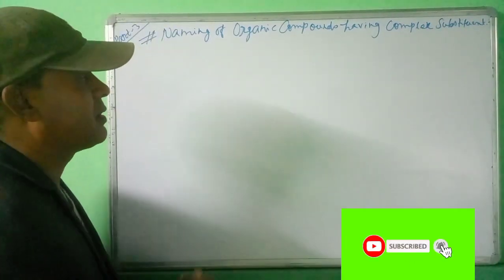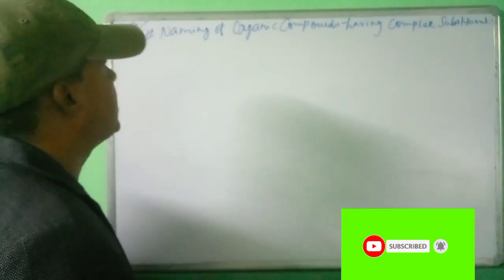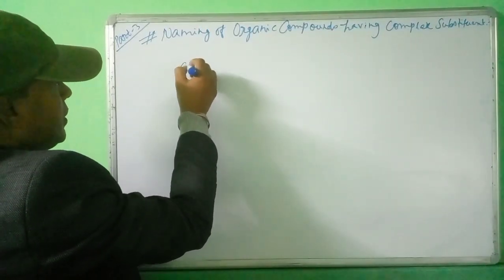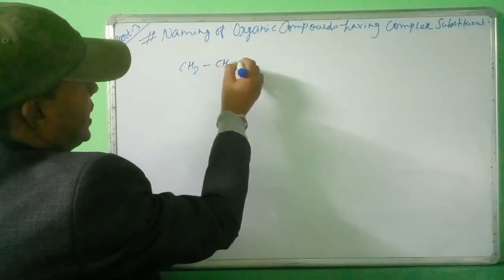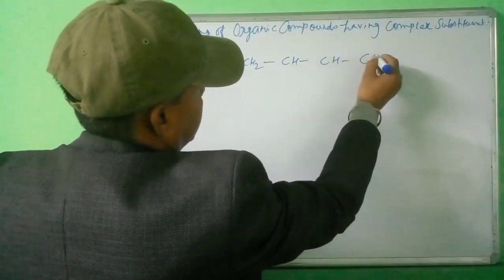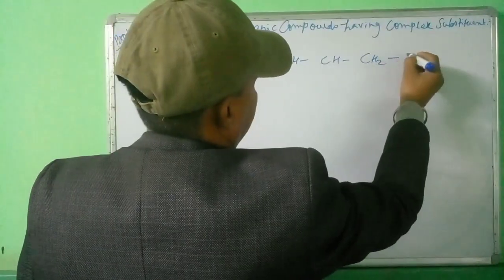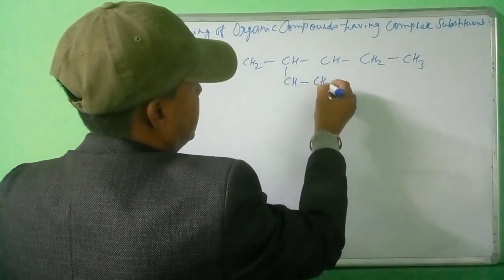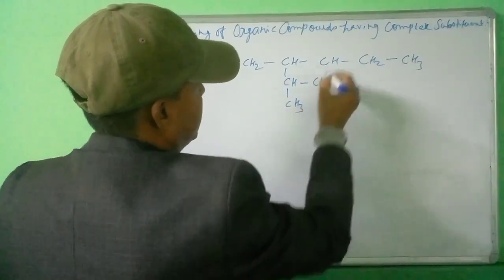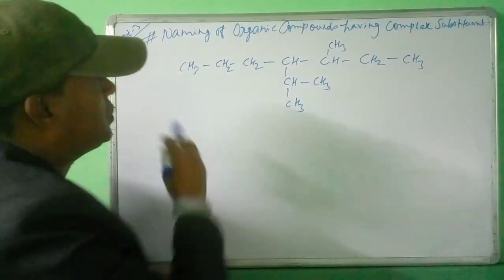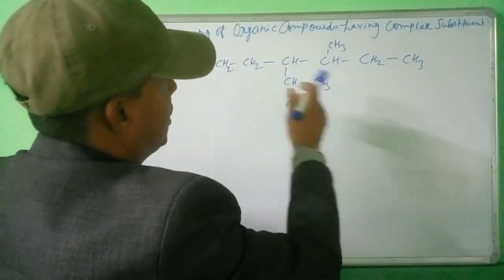If your compound has complex substituents, then how do you write the IUPAC name? So first, if your compound is like this: CH3, CH2, CH2, CH, CH, CH2 and CH3. Suppose here one of the substituents is like this: CH3, CH and CH3. And this also has another branch, CH3. So what is the IUPAC name of this compound?